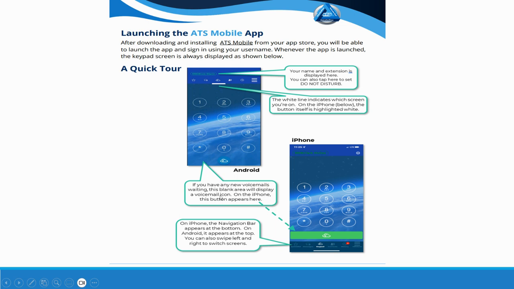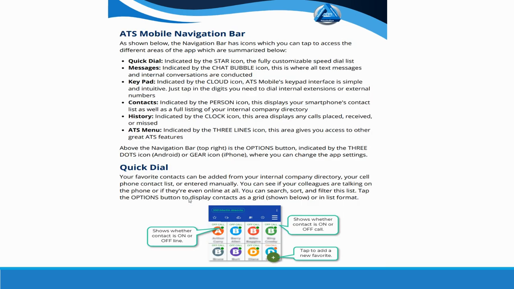If you have an Android, new voicemails waiting in this blank area will display. A voicemail icon on the iPhone will display here as well. On the iPhone, the navigation bar appears on the bottom. On Android, it appears on the top. You can also swipe left or right to switch screens.